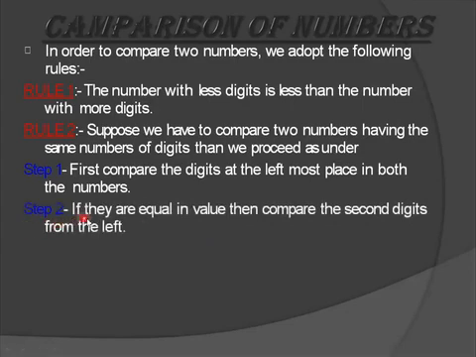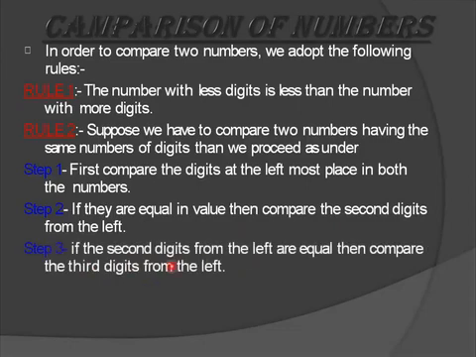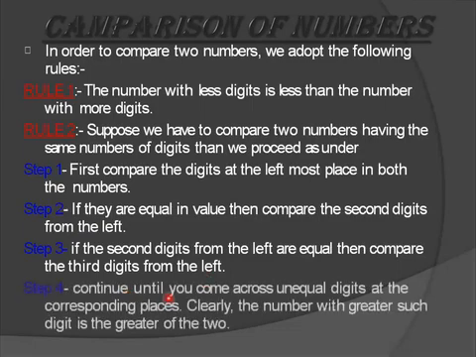See the next step, step 2. If they are equal in value, then compare the second digits from the left. Suppose the first digit is the same on both sides, and again the second digit is the same. If the second digits from the left are equal, then compare the third digit from the left. So the first, second and third digits are the same. So you should go for the next digit. Continue until you come across unequal digits at the corresponding places. The number with the greater such digit is the greater of the two.